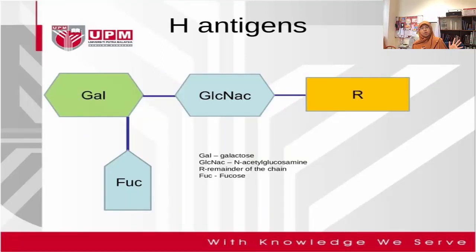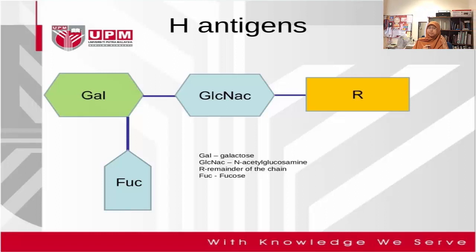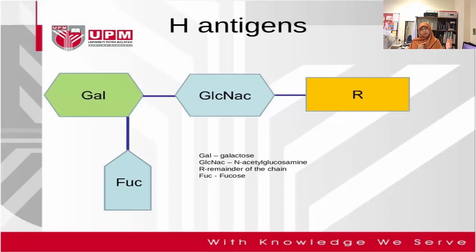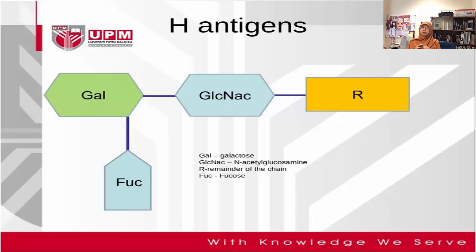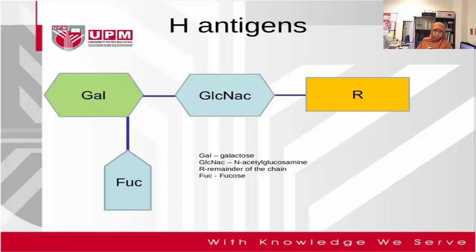If there is no A or B gene in an individual, no A or B antigens will be formed, and this person will be called blood group O. If both A and B genes are present, some of the H antigens will be converted to A and some will be converted to B antigens. So both A and B antigens will be present on the red cell surface membrane.